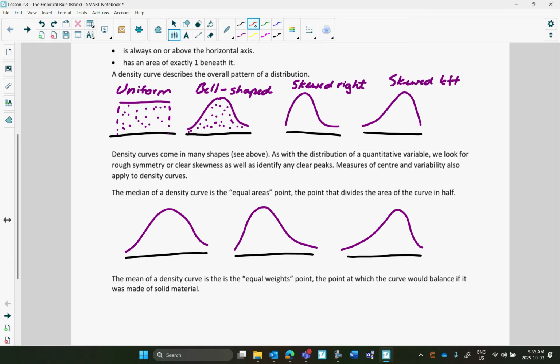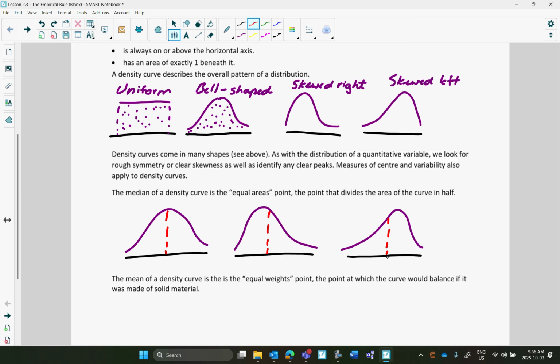So if it's bell-shaped, from the horizontal axis to the peak would split that. So that would be the median. And then we saw that if it was skewed right, it gets pulled right, but not very much, if at all. So it might go a little right, but not very much. Same thing, the reverse if it's going left. So that's where the median would be located in those density curves.